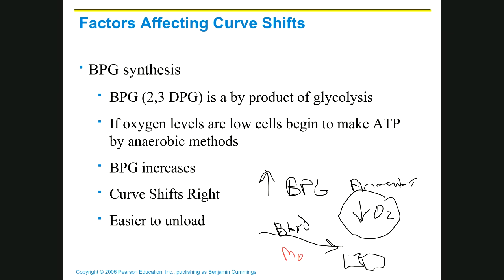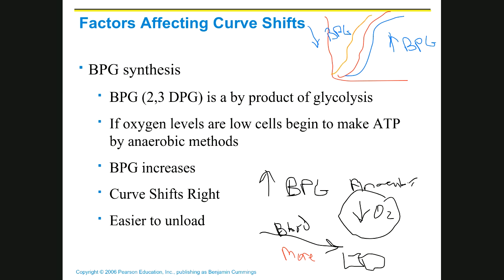Well, if I want to drop off more, I need the curve to shift. So which way should the curve shift? To the right or to the left? It should shift to the right. And that's exactly what it does. If I increase BPG, the curve shifts to the right. If I decrease DPG, that means I have enough oxygen, and the curve shifts to the left.